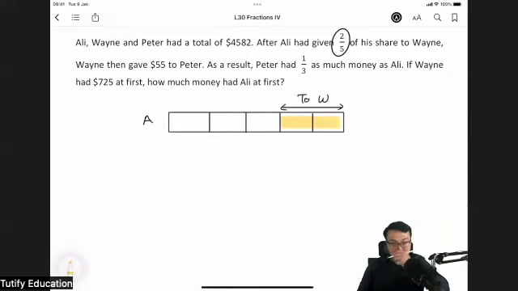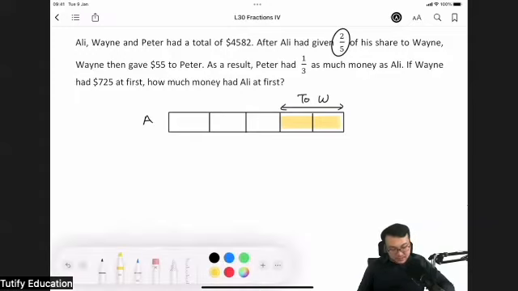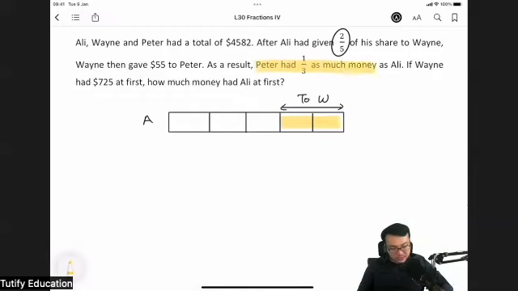Then next, Wayne gave $55 to Peter, and therefore, let me highlight this. Peter has 1/3 as much as Ali. So let's compare Ali and Peter. Now let me draw Peter. Ali already gave 2 units to Wayne. How many units does Ali have remaining? 3. So now this is what Ali has.